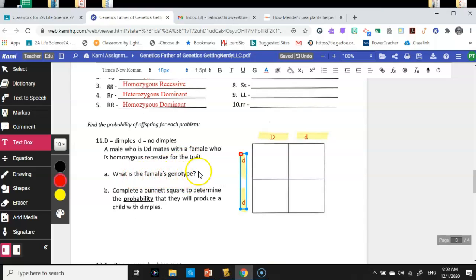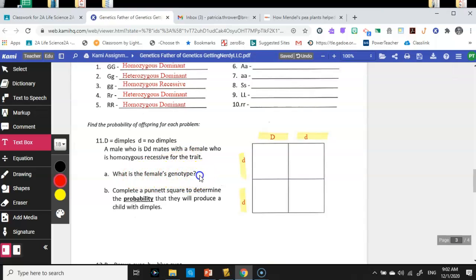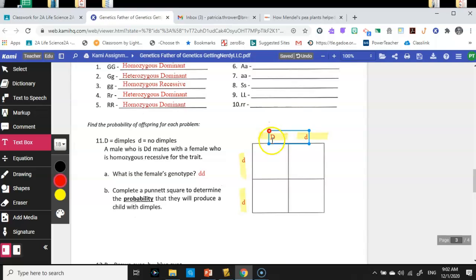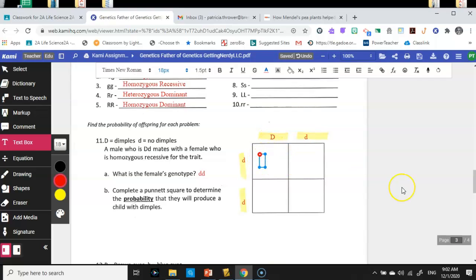What would be the female's genotype? Okay, well, we just said it is homozygous recessive. It would be dd. Okay, we're going to complete this Punnett square to find the probability that they would produce children with dimples. Again, you're going to distribute each one of these down. That big D, I always put the dominant one first. You're going to bring this one down and bring this one over.